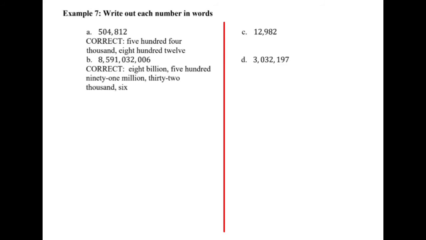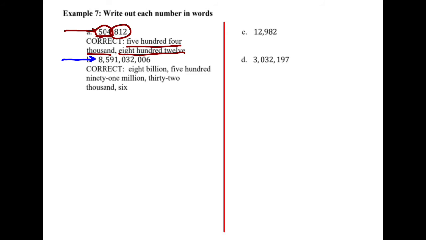Okay, example 7. So we're going to start from the left. This is in the thousands period. So we're going to say this number and then 1,000. So this is 504,000. And then 812. Okay, the next one.